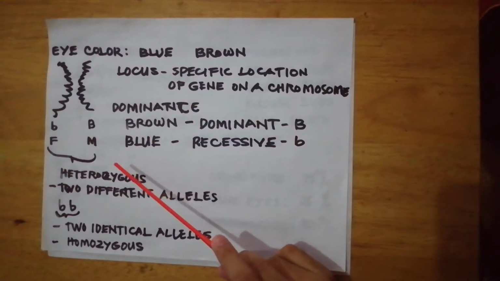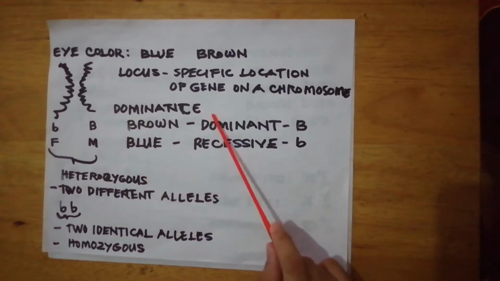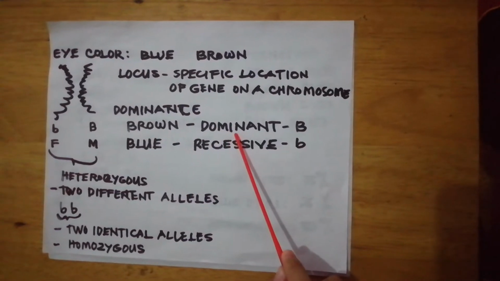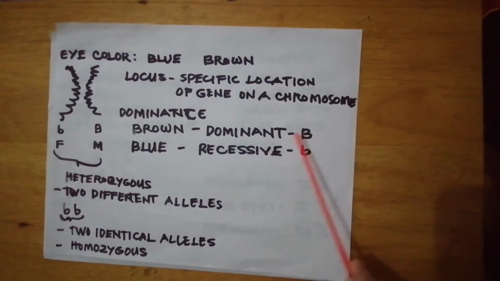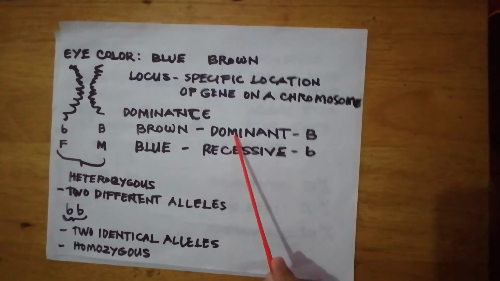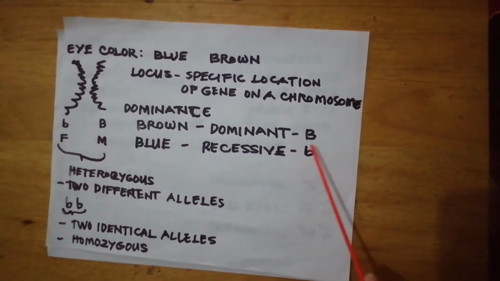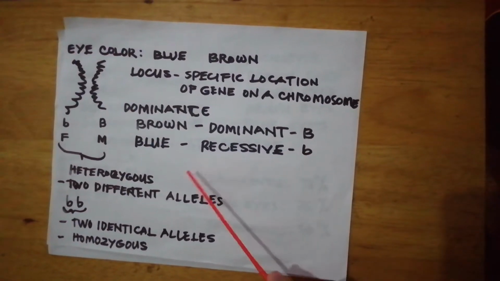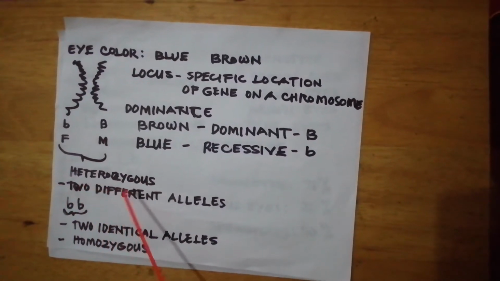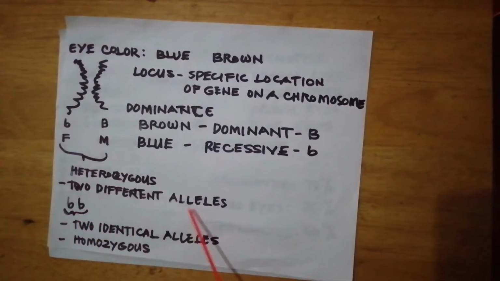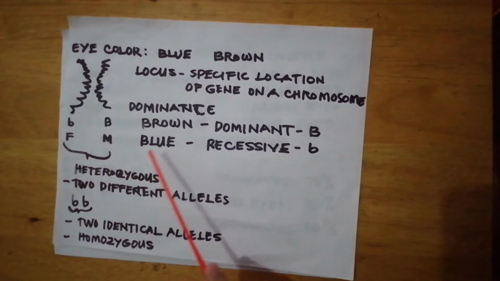So we have here the example. The brown color is the dominant, so we have here the word dominance. The brown is dominant, represented by the capital B because it is dominant. The blue is recessive, represented by the small letter b, since it is recessive. So here we have heterozygous because it has two different alleles, one recessive and one dominant allele.